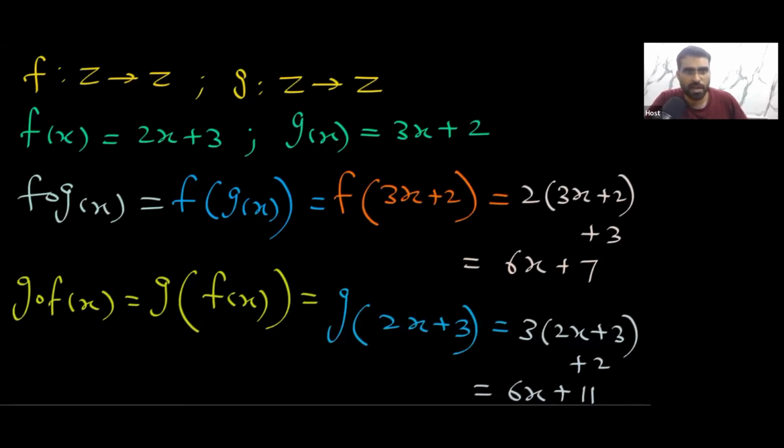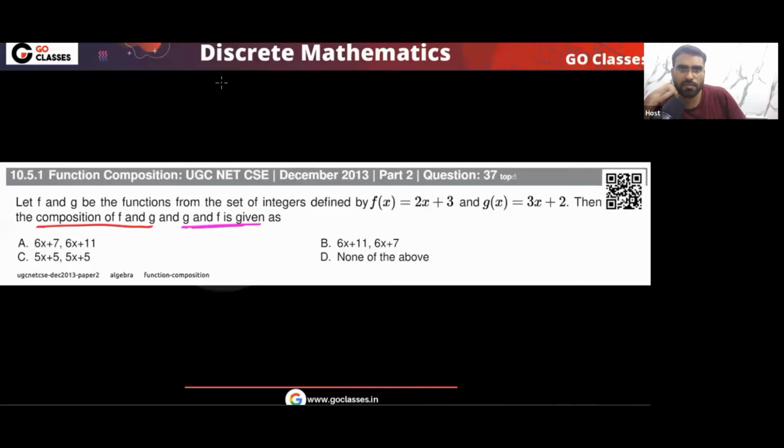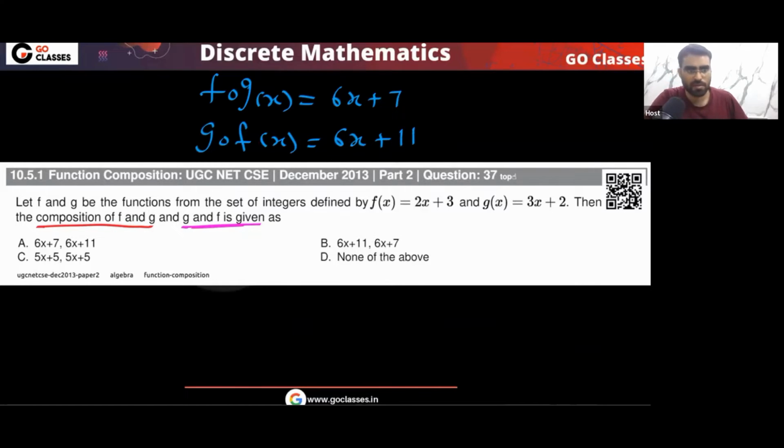Now let's come back to the question. We got fog, that is 6x plus 7, and we got gof, which is 6x plus 11. Now tell me, what is the answer? Is the answer option A or option B? Which of the following is the answer? What do you think?